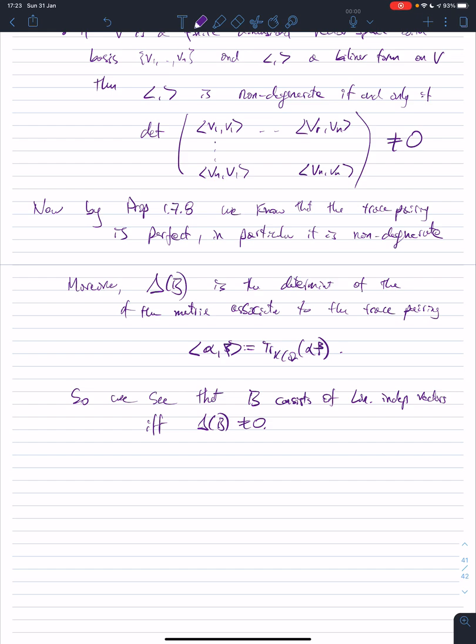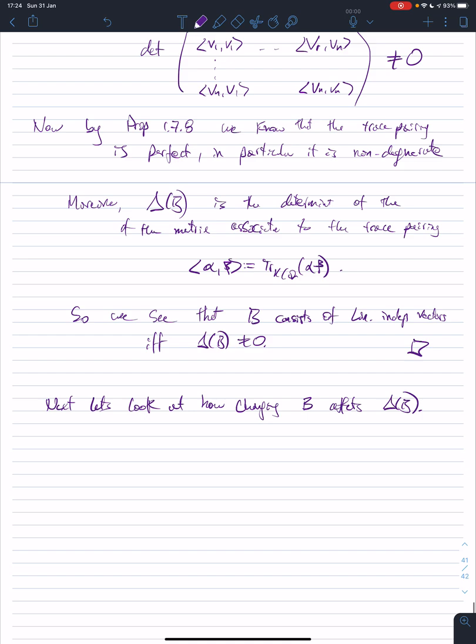But now let's look at what happens when you change bases from one to the other. Like if you had two different bases, how does the discriminant change? So this is the end of the proof. Next, let's look at how changing B affects the discriminant. So here's a proposition.